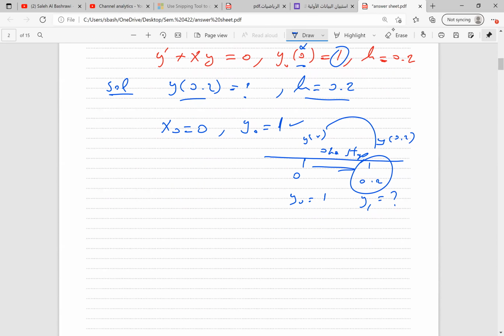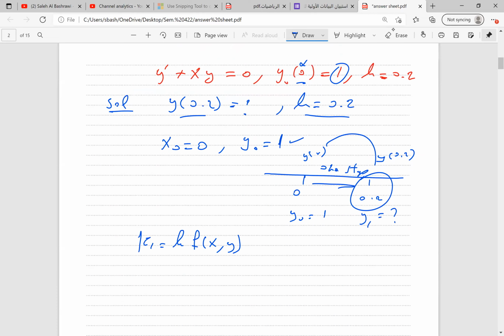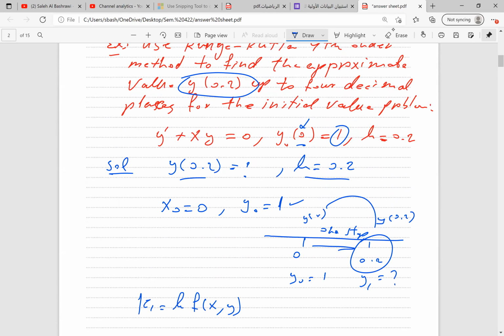So using the Runge-Kutta method, we now need to find k1, k2, k3, and k4. K1 is given by h f of x, y. Now, what is my function? What is f of x, y?